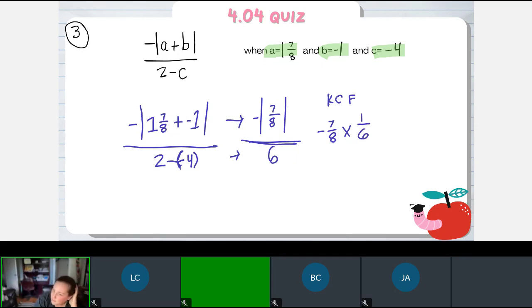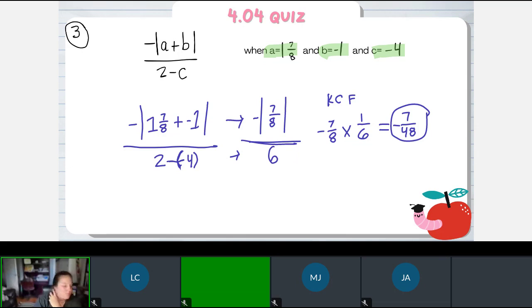Okay, so our new problem is negative 7/8 times 1 over 6. And now we can just multiply straight across. We have a negative times a positive, which is a negative. 7 times 1 is 7 on top. 8 times 6 is 48 on the bottom. You cannot simplify that anymore. So your final answer is negative 7 over 48.